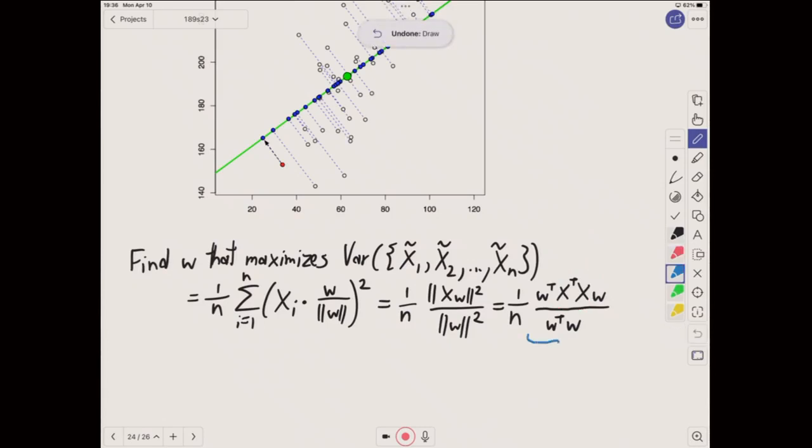Now, this expression is one that comes up often in different areas of mathematics, and it comes up often enough that it has a name. It's called the Rayleigh quotient. In this case, it is the Rayleigh quotient of the matrix X transpose X and the vector W. And when you see a Rayleigh quotient, you should smell eigenvectors nearby. You're getting really close to eigenvectors.